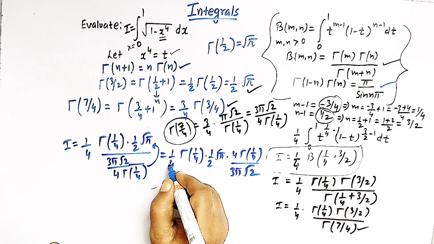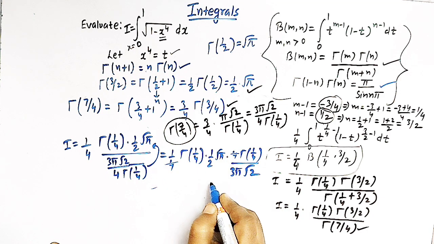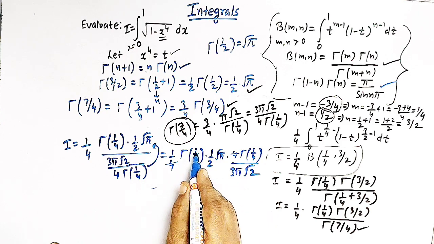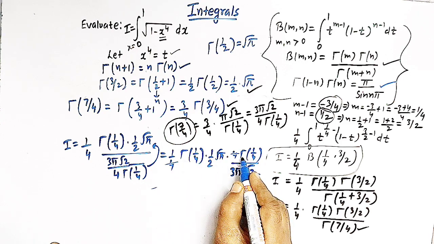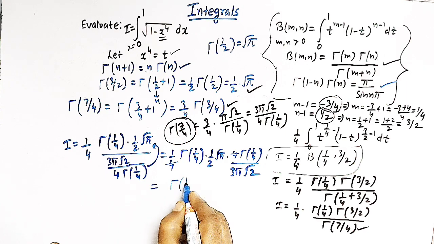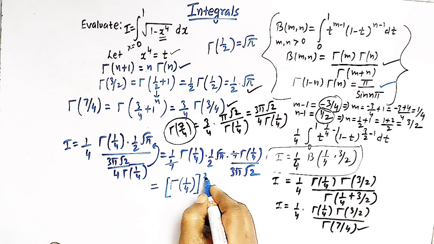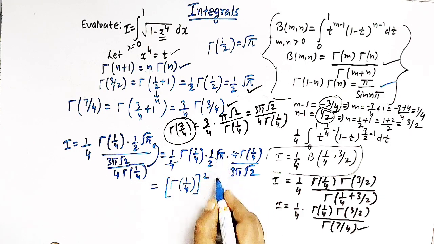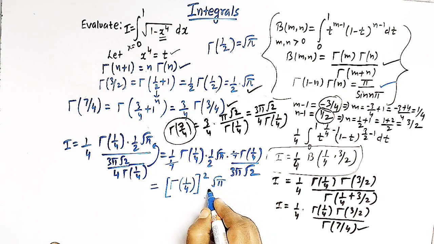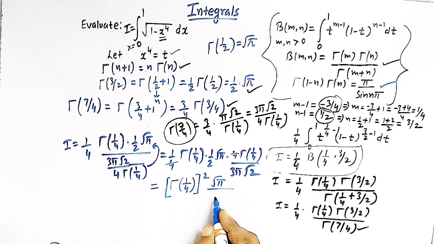So now here this 4 and this 4 get cancelled, and here we have gamma 1 over 4 times gamma 1 over 4. So we can now write gamma 1 over 4 square, and then here we have root pi, and in the denominator we have 2 times 3, that is 6, and we have 6 pi root 2.